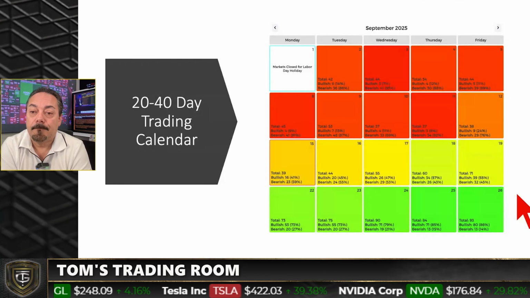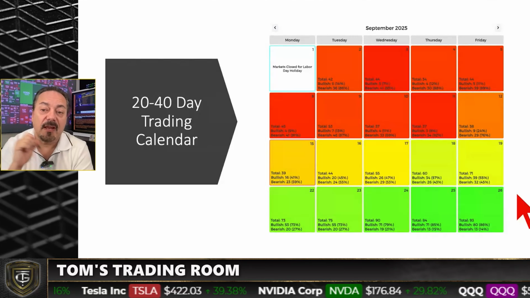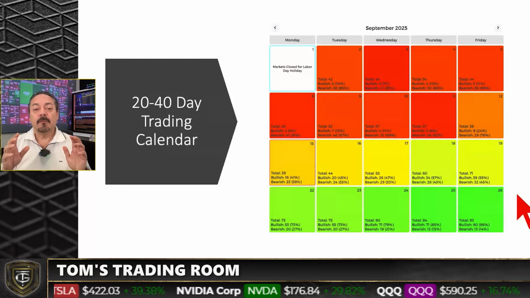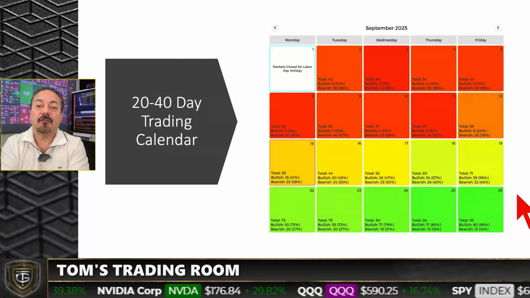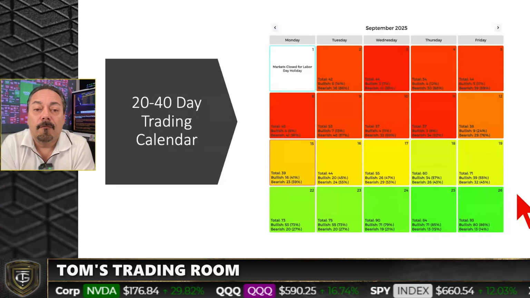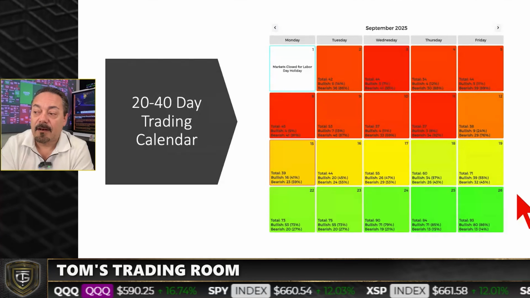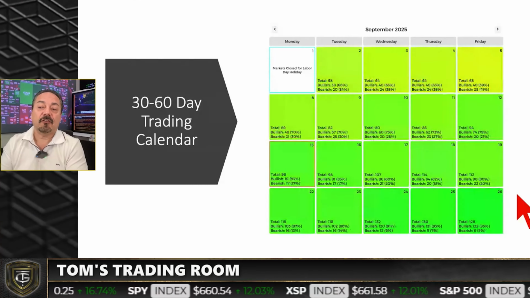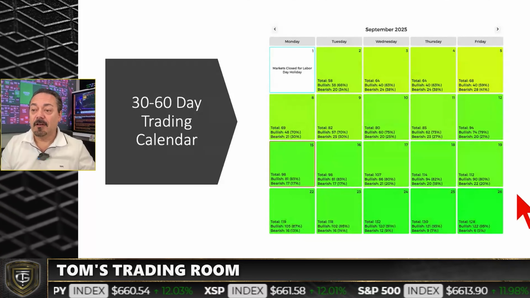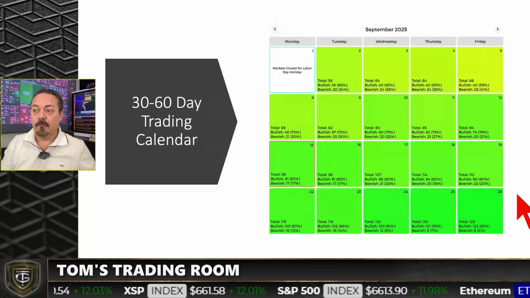after Labor Day, what if we made a simple change? What if we pushed ourselves out past the 30-day noise? Going from the 20 to 40-day trading calendar, I made a simple change to the data, and I changed it to a 30-60 day. And 30-60 day shows something completely different.